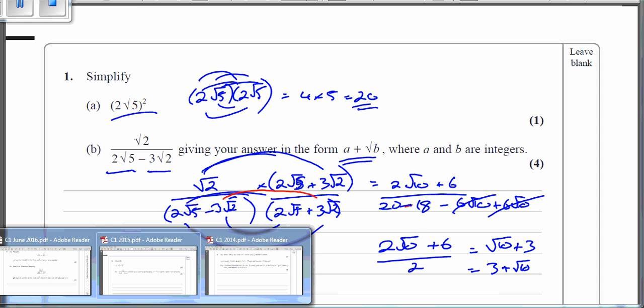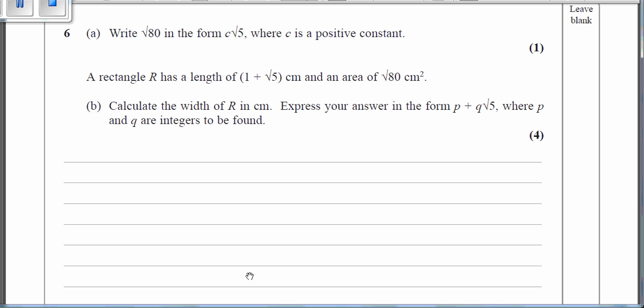That was 2015. 2014 one. First of all, we've got to write root 80 as something root 5. So root 80, break down something times 5. How many times 5 go into 80? It goes in there 16 times, which isn't surprising because we can do the square root of 16. It could be that you make a mistake and you write 14. Now the reason that you know you've made a mistake is that you can't do the square root of 14. So root 16 root 5, that's going to be 4 root 5.